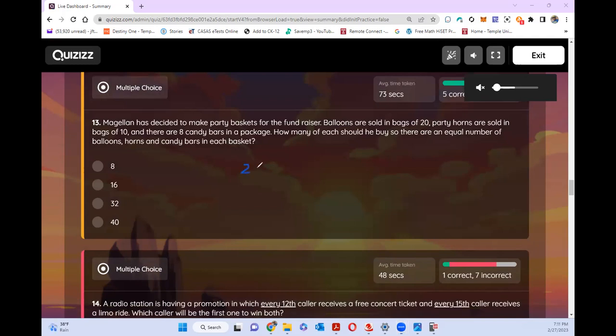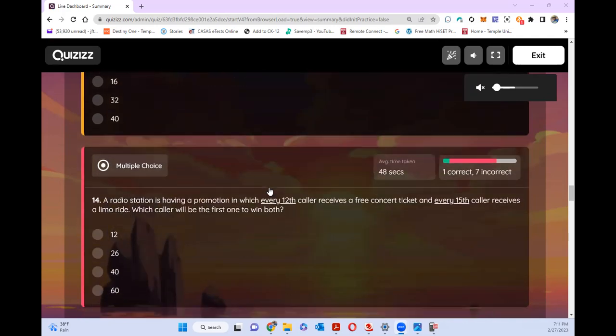We got 20, 40. We got 10, 20, 30, 40. And then you got 8, 8, 16, 24, 32, 40. So it's 40. So that's an answer of least common multiple.